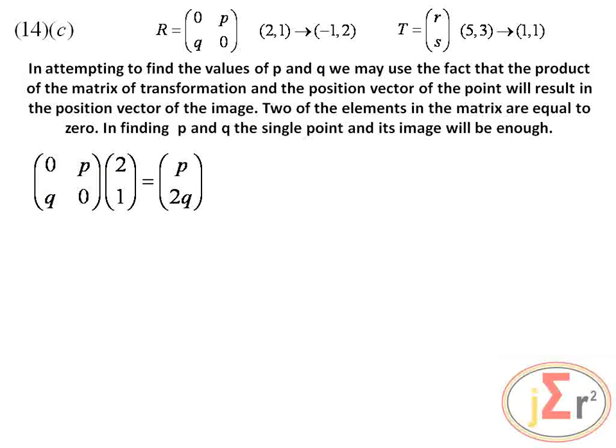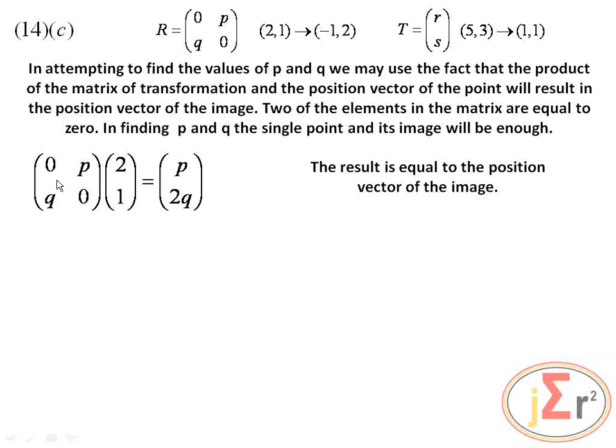So there we have our matrix equation, and we are saying that the position vector of the point, which is this one, 2, 1, is being multiplied by the matrix of transformation, and the result will be the position vector of the image. But on multiplication, what do we do? The upper with this one. So 0 times 2 is 0, and P multiplied by 1 is P. Then Q times 2 is 2Q. 0 with 1 is 0. So we'll just have 2Q.